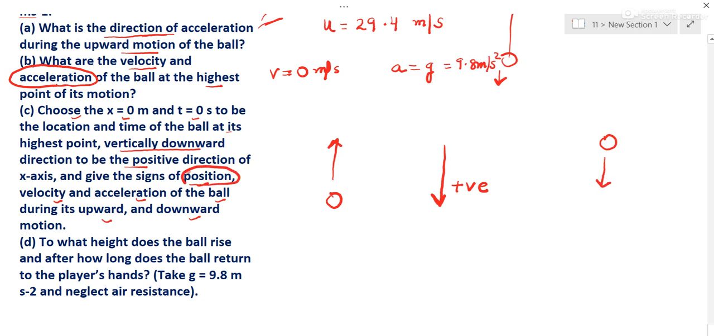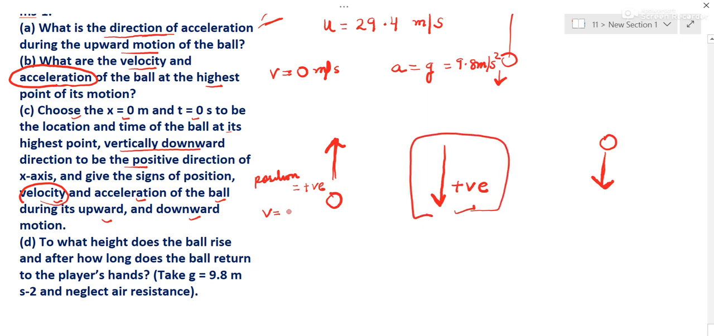See, position will always be positive, it is a scalar quantity. Because the position will be positive in going up case and going down case. Position is positive. Velocity when you are going up, so downward direction is positive according to the given statement. So velocity is negative because you are going opposite to downward, and when coming down, velocity is positive because positive direction is downward according to them. And acceleration all the time, whether the ball is going up or down, acceleration is only acting downward. So acceleration is positive when the ball is going up and acceleration is positive when the ball is going down.